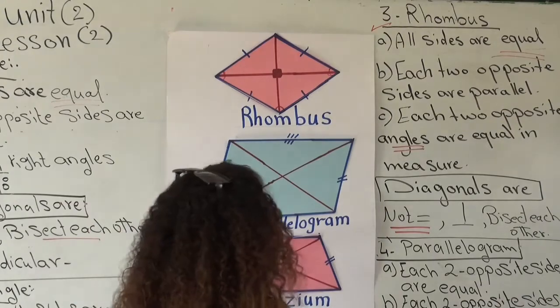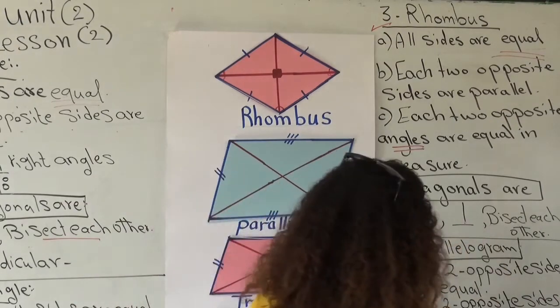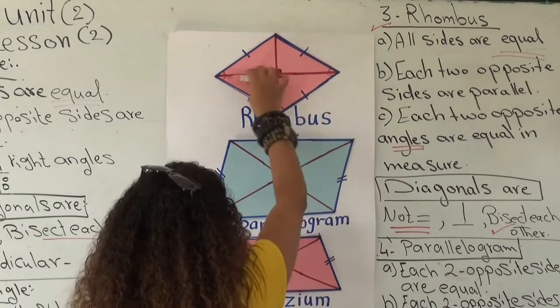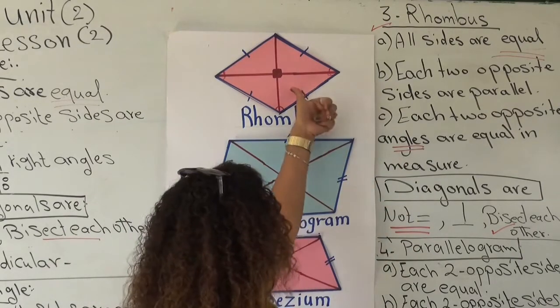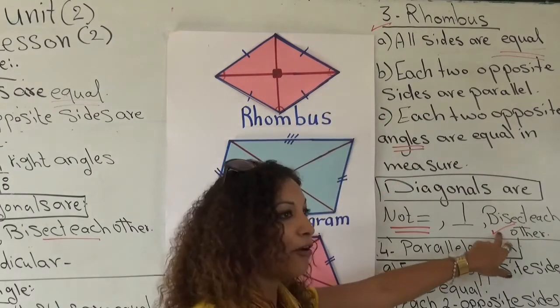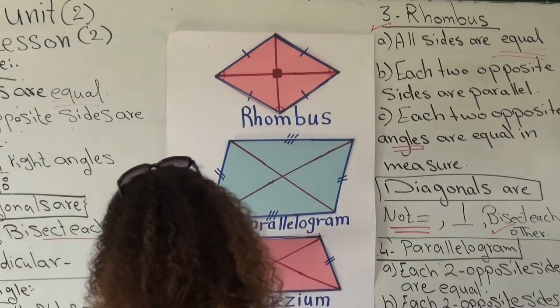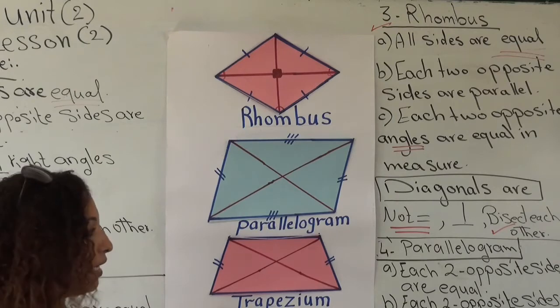So they are perpendicular. They are not equal, but they bisect each other. They bisect each other, okay? So again, its diagonals are not equal. They are perpendicular and they bisect each other. So the rhombus, like the square, has diagonals that bisect each other and are perpendicular.